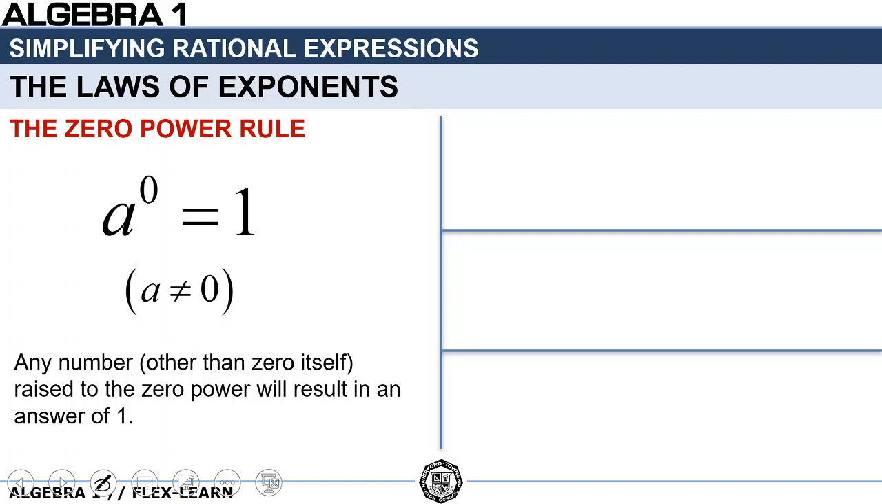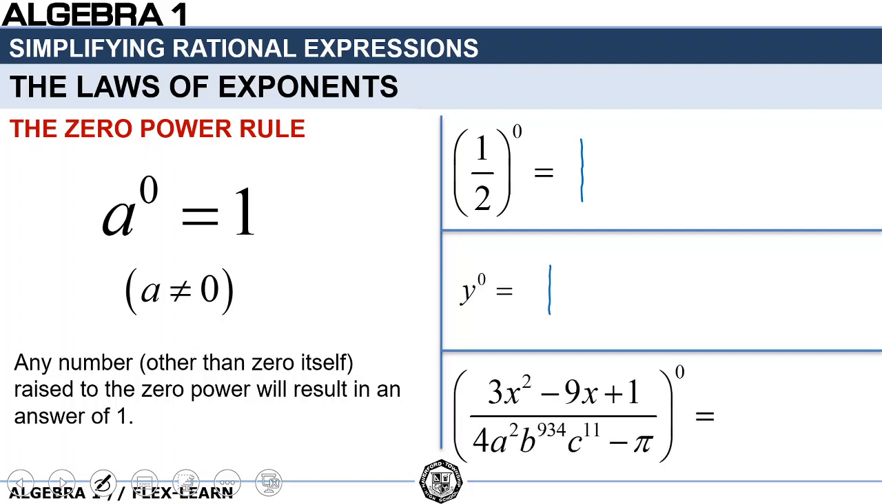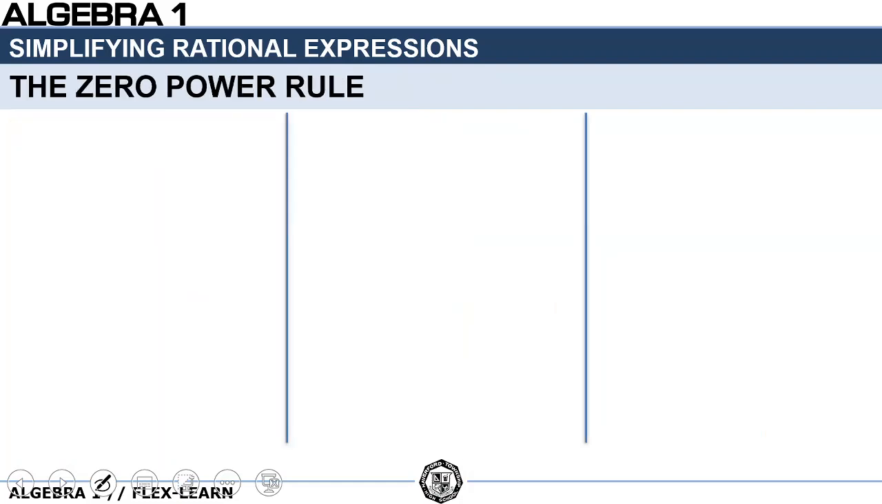Now, the rule just basically says any number other than 0 itself raised to the 0 power is always going to be 1. You don't need to overthink this. If it's raised to the 0 power, the answer is 1. So if I have 1/2 to the 0 power, don't even think about it. It's 1. If I have y to the 0 power, don't even think about it. It's 1. If you have this monstrosity raised to the 0 power, you see the 0 on the outside, people will panic looking at the inside, but if you see the whole thing on the outside is raised to 0 power, the answer is 1. All right, no reason to overthink it.